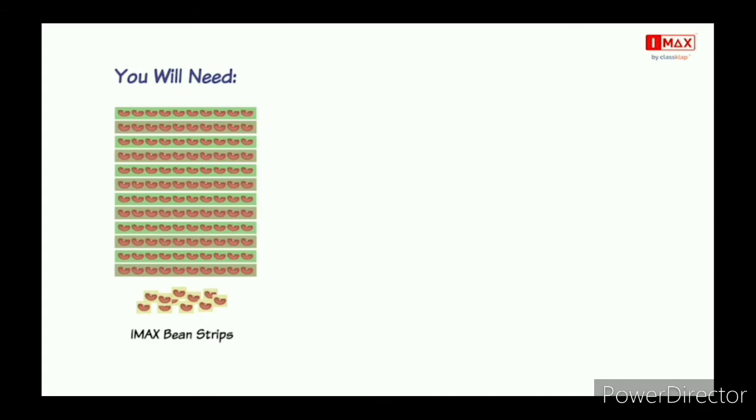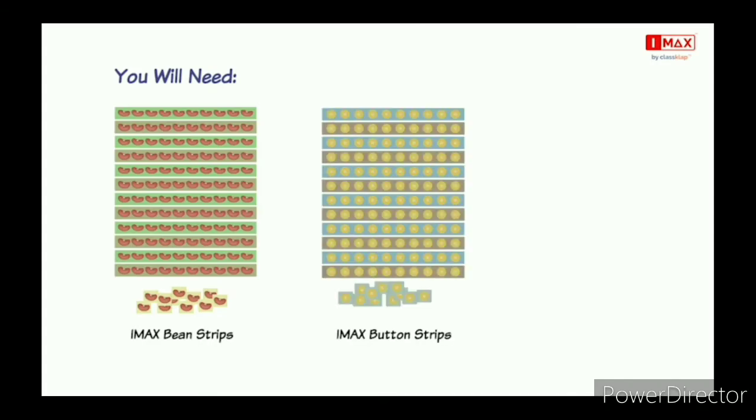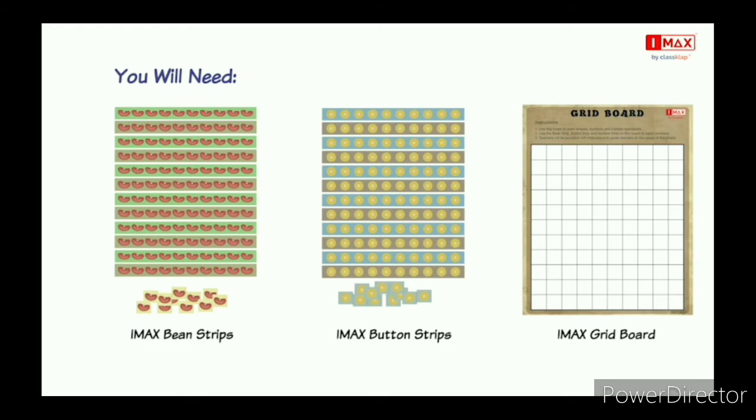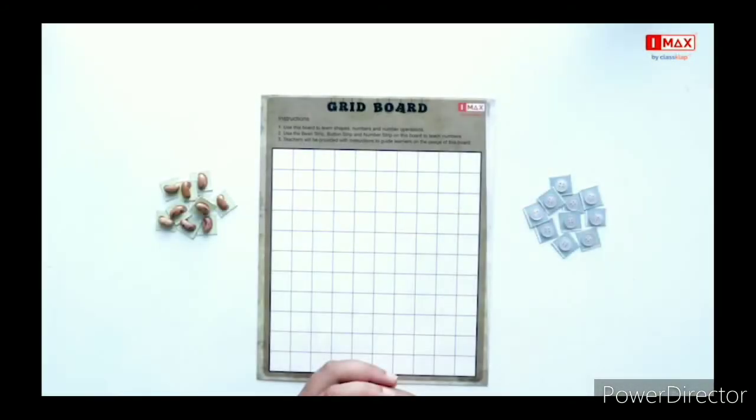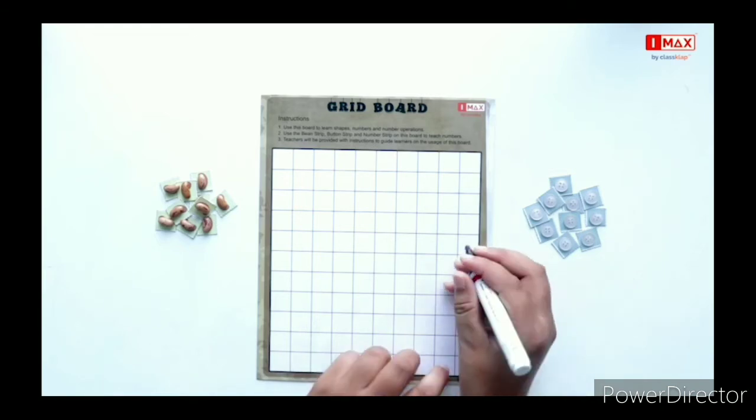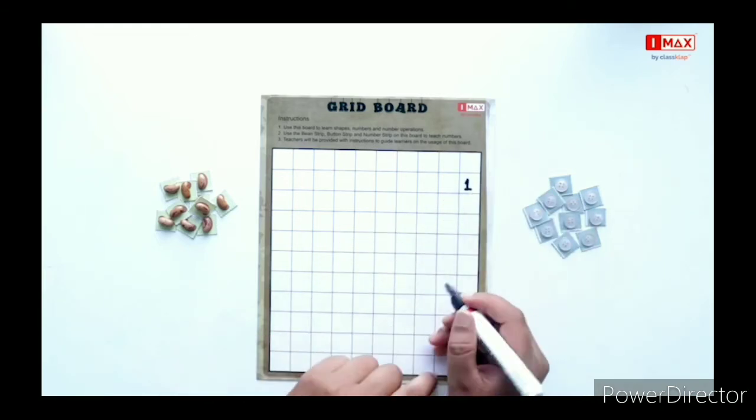In this video, you will need the IMAX bean strips, the IMAX button strips, and the IMAX grid board. When we learn about numbers, we generally learn numbers using the Indian number system. However, Indian number system is known mostly in India and some of its neighboring countries. But what about other countries of the world? Do they have similar number system? Do they use similar number names or similar groups? Let's find out.